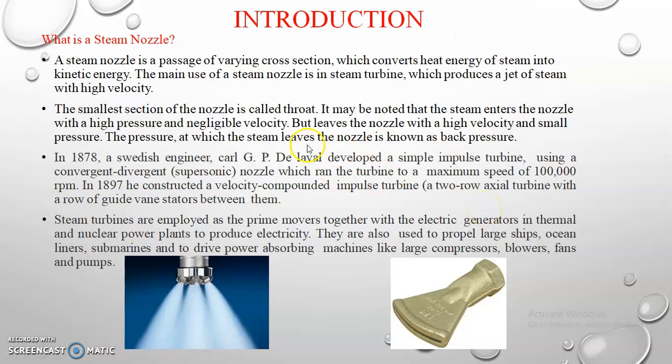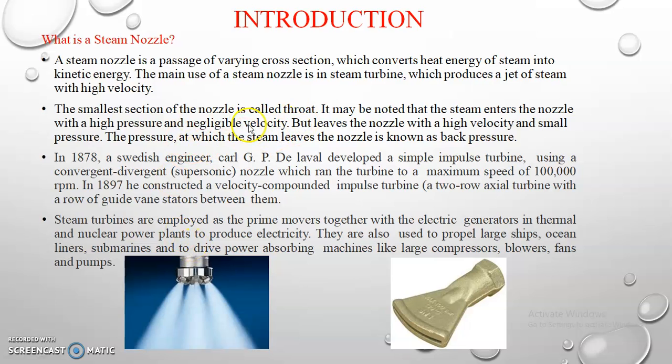From the introduction point of view, what is the steam nozzle? The steam nozzle is a passage of varying cross-sectional area which converts the heat energy of the steam into kinetic energy. The main use of the steam nozzle is in a turbine, where it produces a jet of steam with high velocity. High pressure steam enters the nozzle. Pressure energy or potential energy is converted into kinetic energy in the nozzle. The exit condition of the nozzle is a high velocity of around 1100 meters per second.